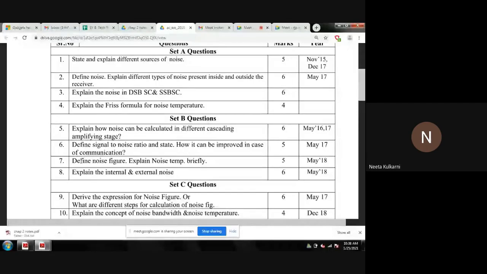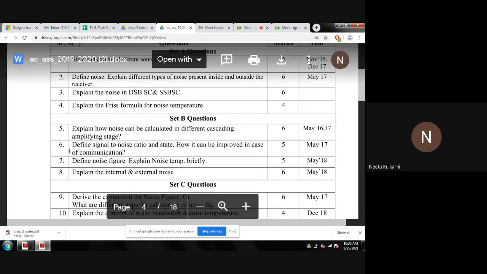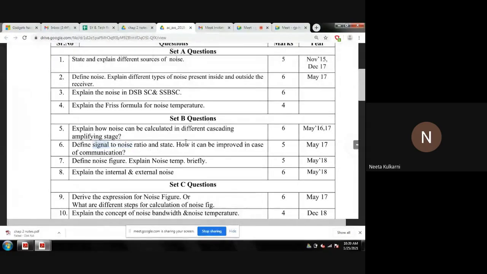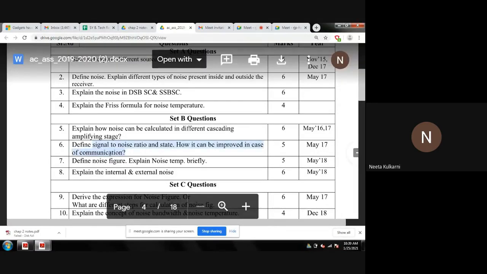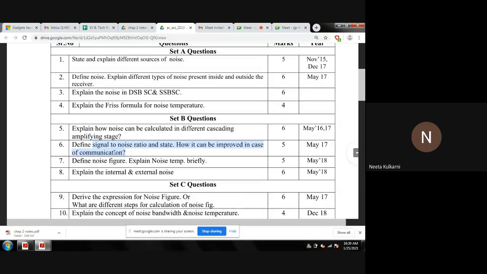Omkar, what is signal to noise ratio? PS divided by PN. PS means signal power, PN means noise power. So when the signal power is greater than the noise power, the SNR value will be higher. That's why when the SNR value is high, only at that time the performance of the system is good. That's why we always have to go for a higher value of signal to noise ratio. Yes, ma'am. Then how can it be improved in case of communication? How can we do it? If we want a higher value, we can increase the value of the numerator or decrease the value of the denominator. By using both these things we can increase the SNR ratio.